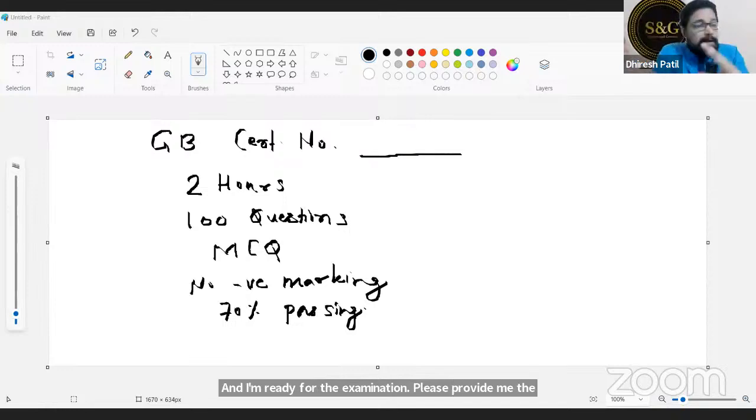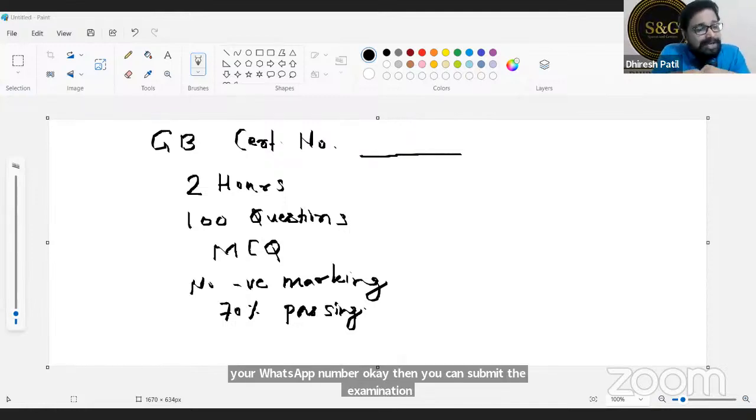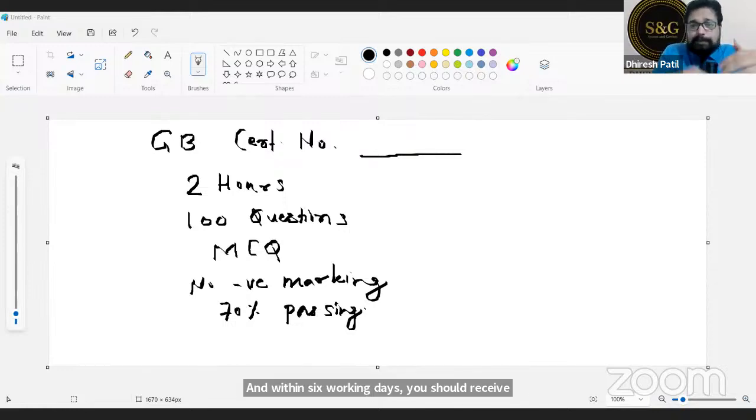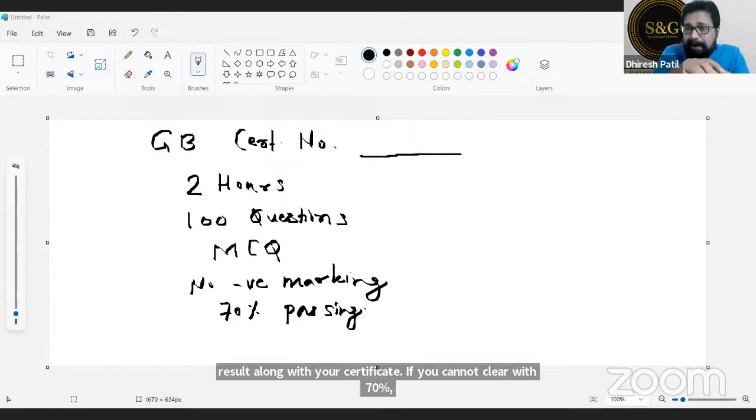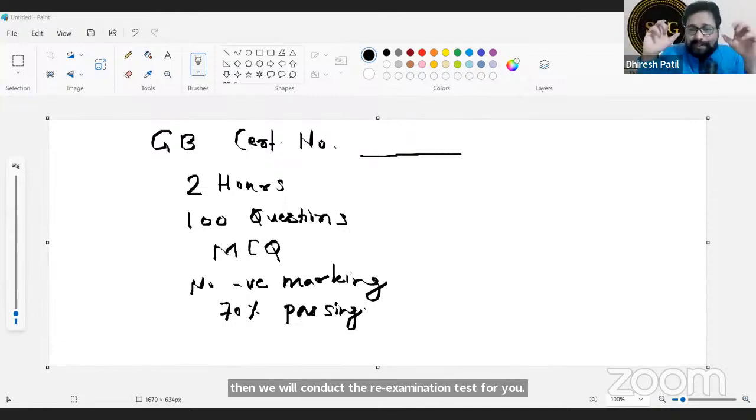Our team will provide you the link on your WhatsApp number. Then you can submit the examination, and within 6 working days you should receive your result along with your certificate. If you cannot clear with 70%, then we will conduct the re-examination test for you. Clear, everybody? Yes.